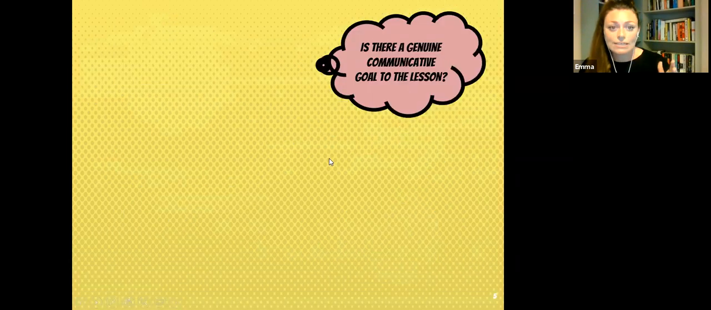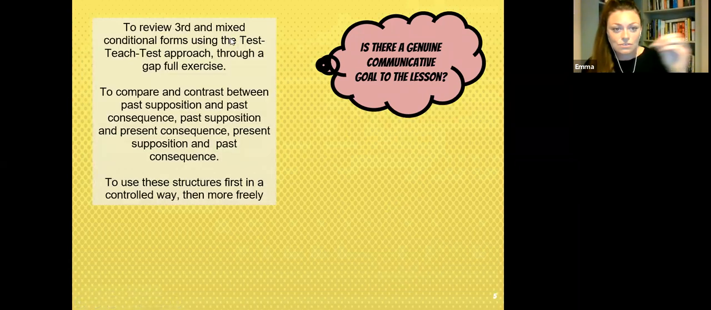So for example, this is a sort of summary of what one teacher, an imaginary teacher, thinks they are doing in their assessed lesson. You can see it summarized in the creamy whitey box. Now, a question I have is, is there a genuine communicative goal to this lesson? So the teacher is doing a Delta lesson to review the third and mixed conditional forms. They're using test, teach, test. They're going to use some gap fill, and they're going to do lots of comparing, contrasting, and then they're going to do some controlled and free practice.